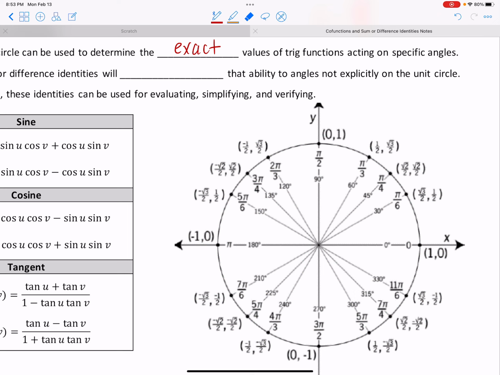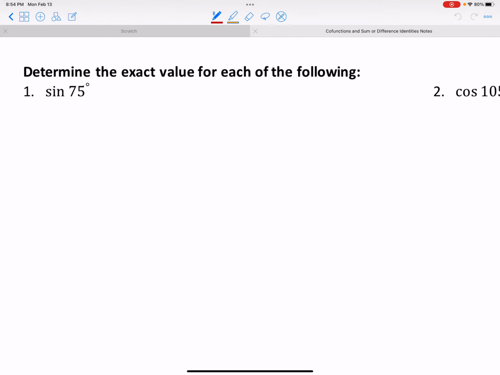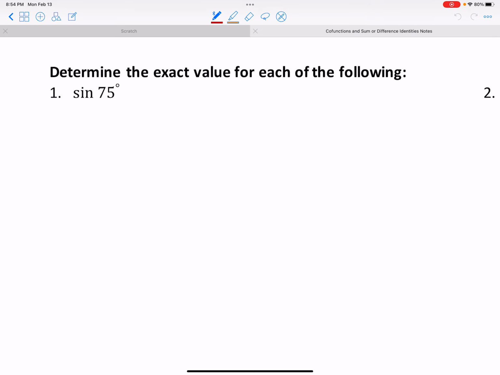What the sum or difference identities are going to do is extend that ability to find exact values of our trig functions, but it's going to extend it to angles that aren't explicitly on the unit circle. So let me show you an example. Let's say that I wanted to find the exact value. Anytime we're looking for an exact value means we're not trying to get some decimal from the calculator, because you could easily put sine of 75 degrees in the calculator and get a decimal approximation. It's not what we're looking for here. I'm looking for an exact fractional value.